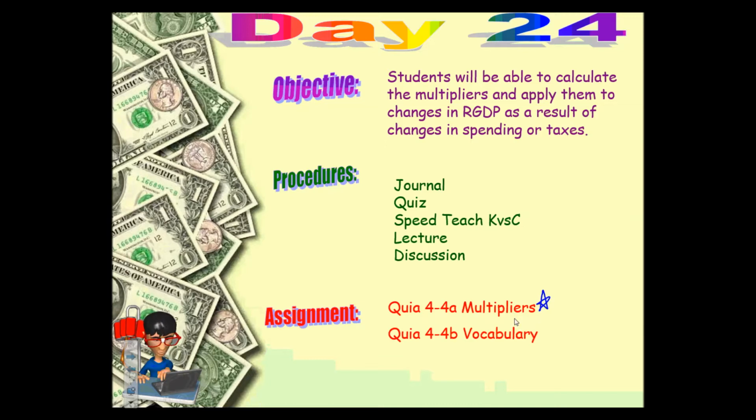So the objective for today, and this is a shorter lesson, is that you will be able to calculate the multipliers. There's actually 3 of them. And then apply them to changes in real GDP as a result of changes in spending. And when we say spending, we typically mean government spending, but it doesn't matter who does the spending. And then tax changes, which obviously the government implements. So let's roll on here.